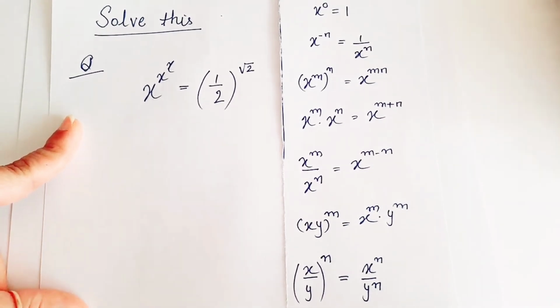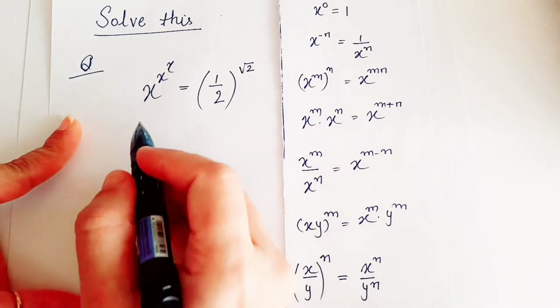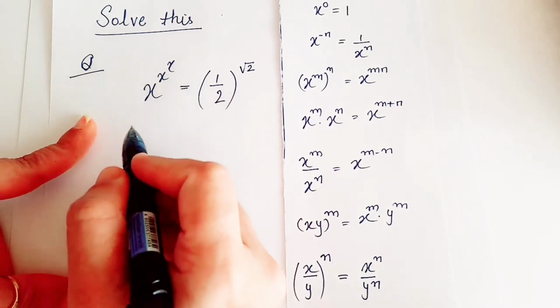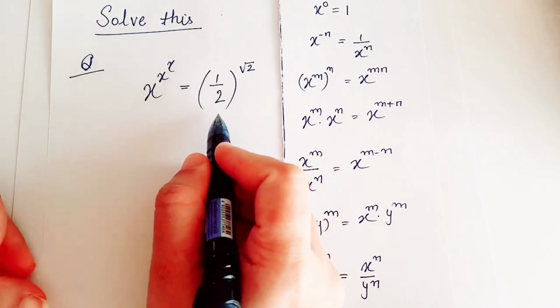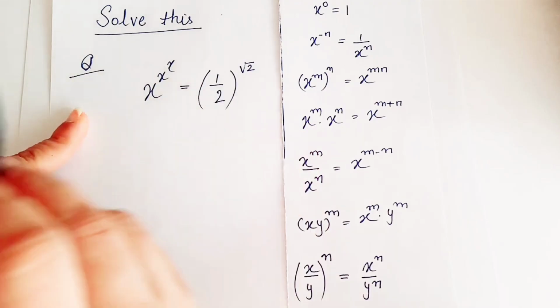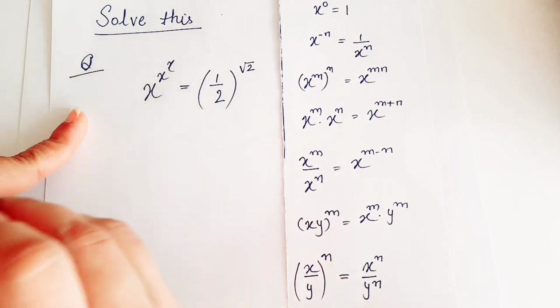Hello everyone. So we need to solve this question. x raised to power x is equal to 1 upon 2 whole power under root 2. We need to find the value of x.